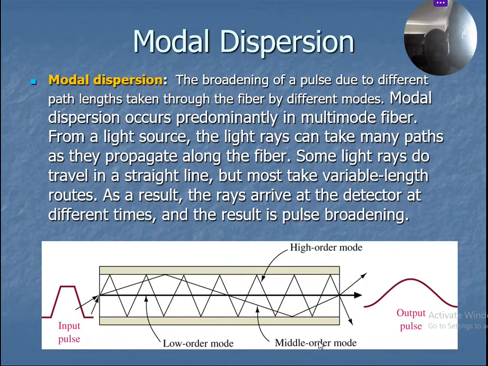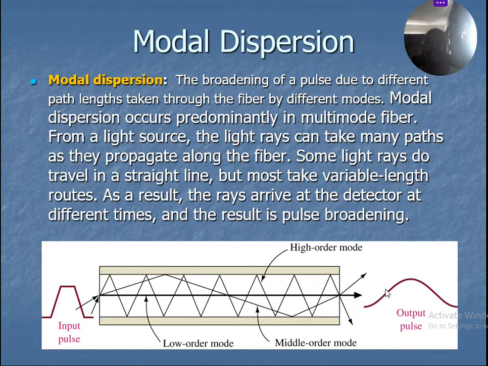In this case, a light from a light source, the light rays can take many paths as they propagate along the fiber. We've already explained that. Some light rays do travel straight, like this one, like the single mode or the low order mode, and others take variable path lengths, routes, to reach where they are going.